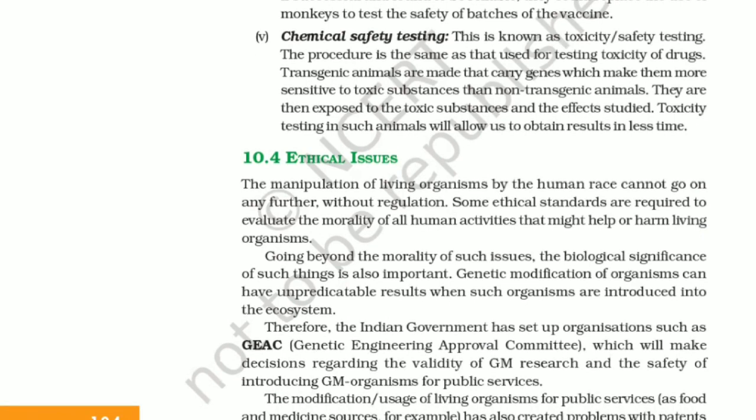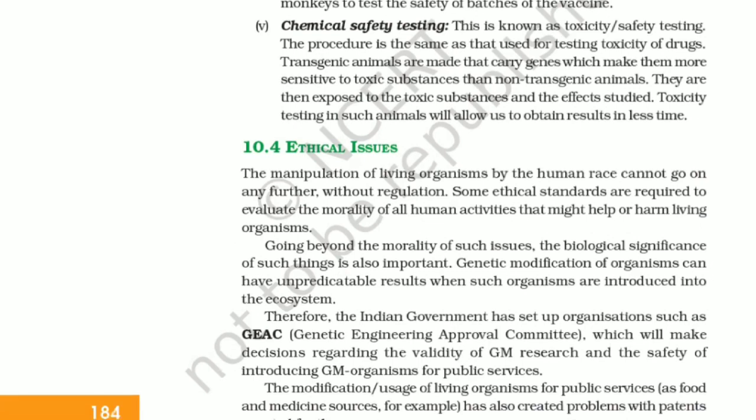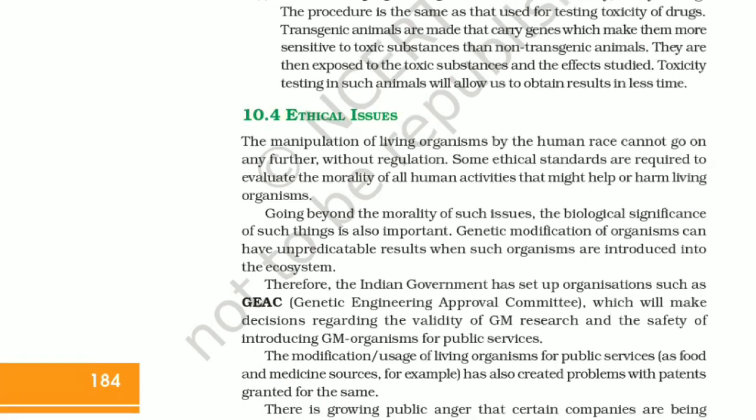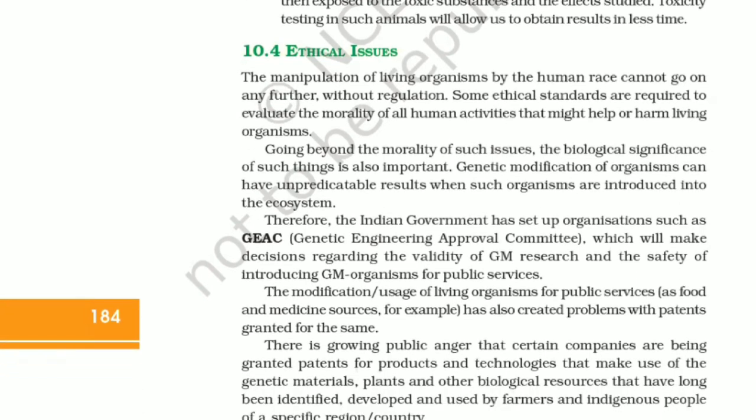Number five, chemical safety testing. This is known as toxicity or safety testing. The procedure is the same as that used for testing toxicity of drugs. Transgenic animals are made that carry genes which make them more sensitive to toxic substances than non-transgenic animals. They are then exposed to the toxic substances and the effects studied. Toxicity testing in such animals will allow us to obtain results in less time.